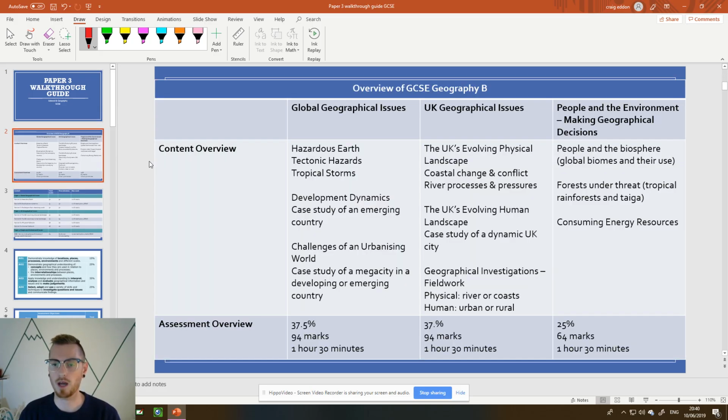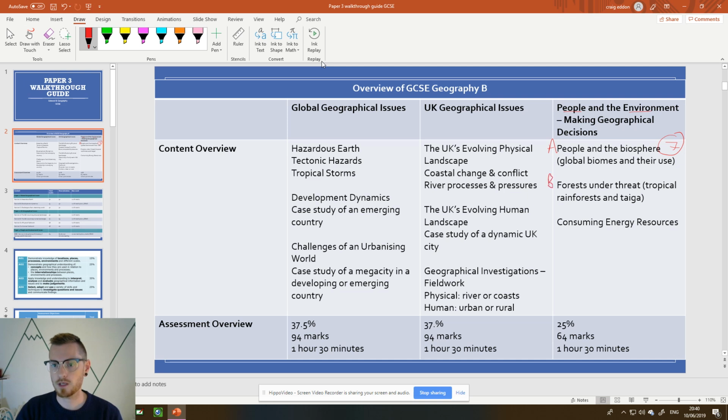So we're on to Paper 3 now, and this is an overview of GCSE Geography B. We're now on to the last paper, Paper 3, which is all about people and the environment. This is very much a different paper to Paper 1 and 2 because it's much more about making geographical decisions. There are three topics that you're going to be examined on, and the first one in Section A is people and the biosphere, which is basically looking at your global biomes and their uses. On Seneca, or in your revision guide and in the specification, this is referred to as Topic 7.